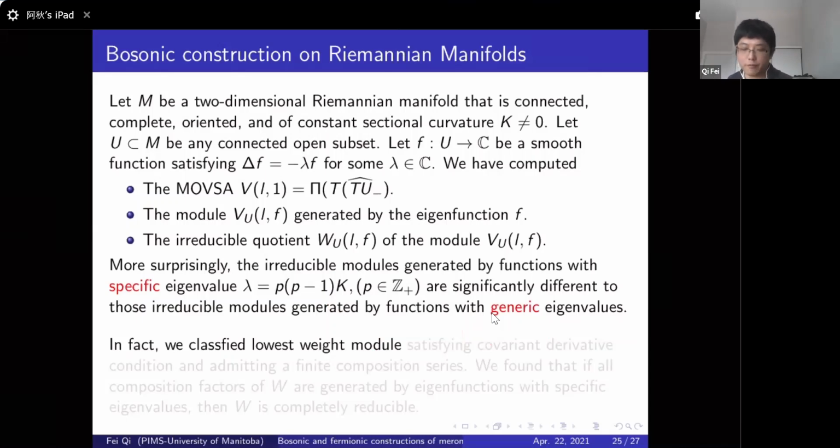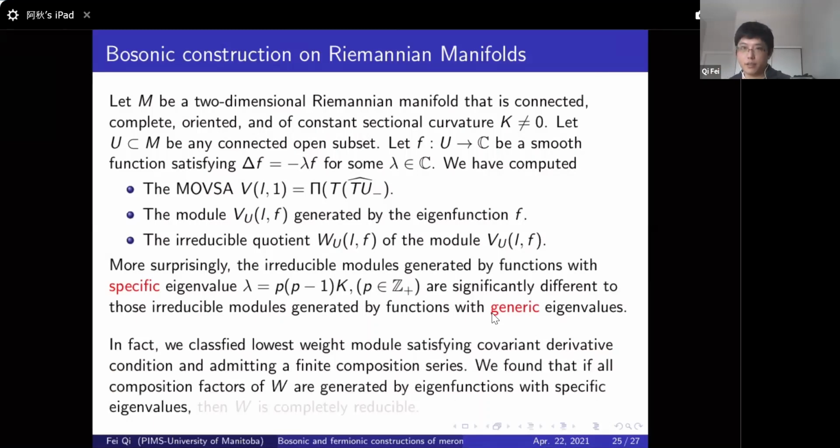Indeed, we actually classified all the lowest weight modules, the lowest weight modules satisfying the covariant derivative condition. I didn't talk about it because it's way too technical. Moreover, we also require this module to have a finite composition series. And we found that if all the composition factors of W are generated by functions with specific eigenvalues, then such a module is completely reducible.